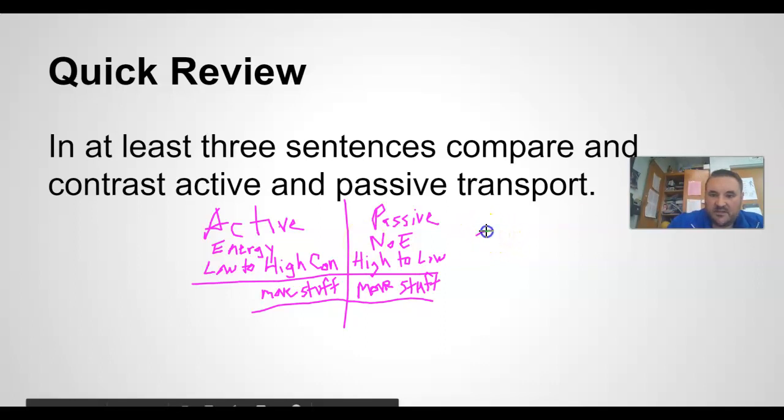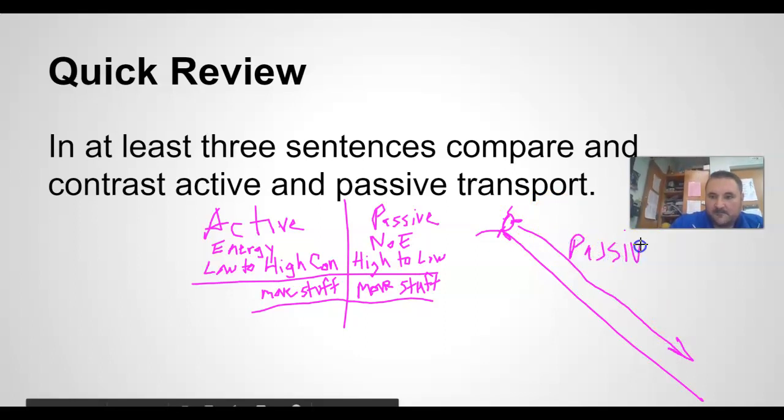If you think about it this way, here's your mountainside. Here's a little guy at the top of the mountain getting ready to run down, right? It's easy to go down. So if you're going from high to low, that's passive. But if you're going up the mountain from low to high, that's active.